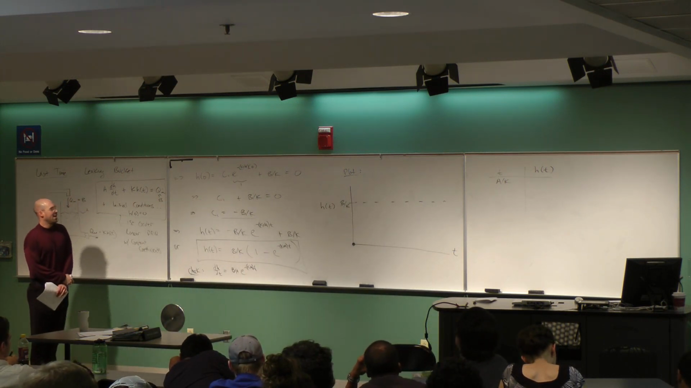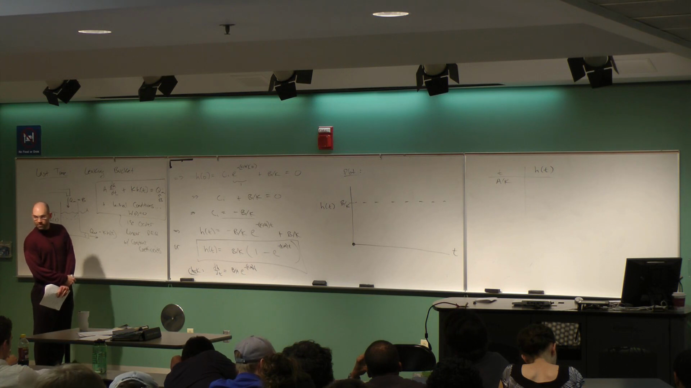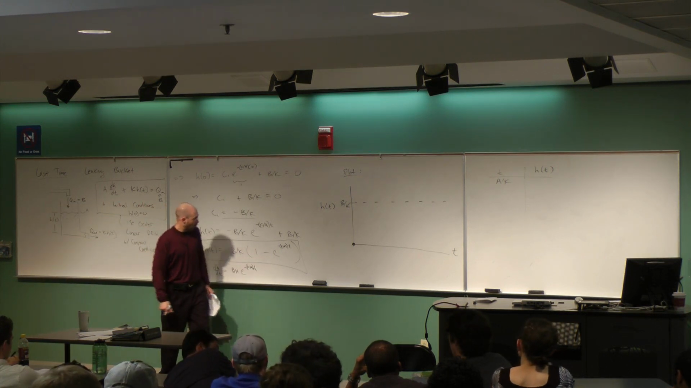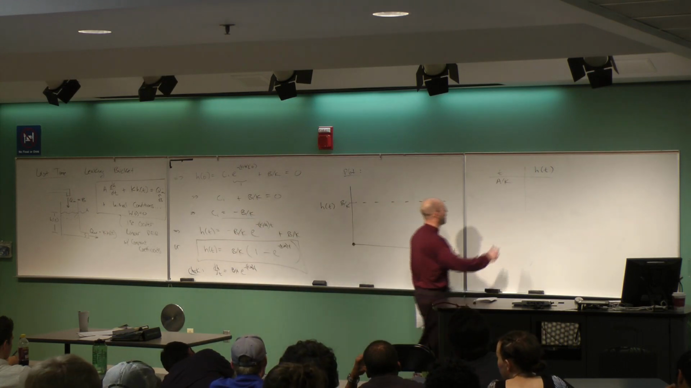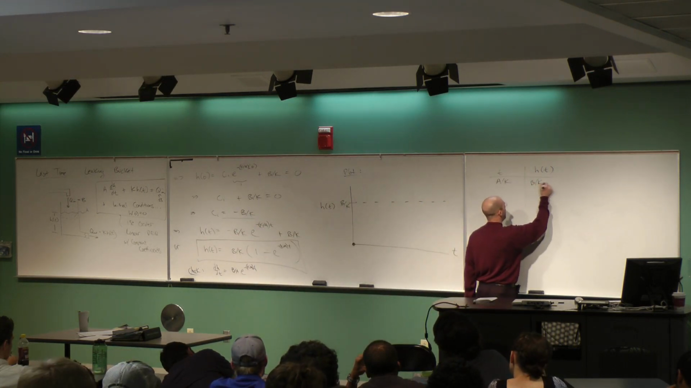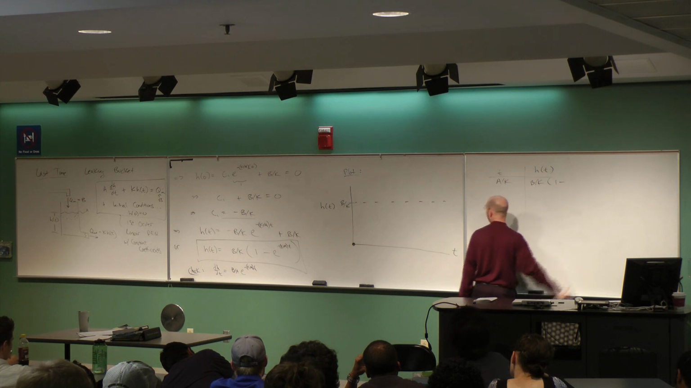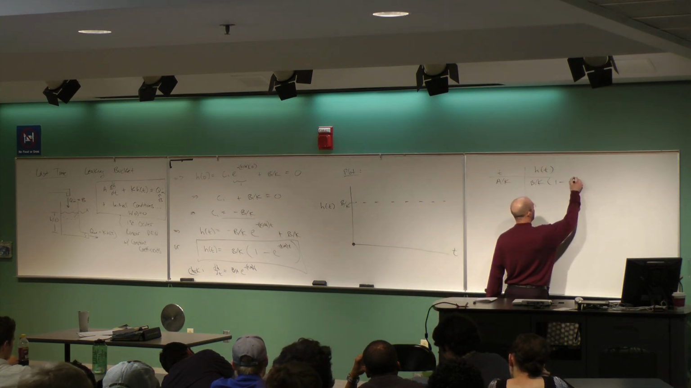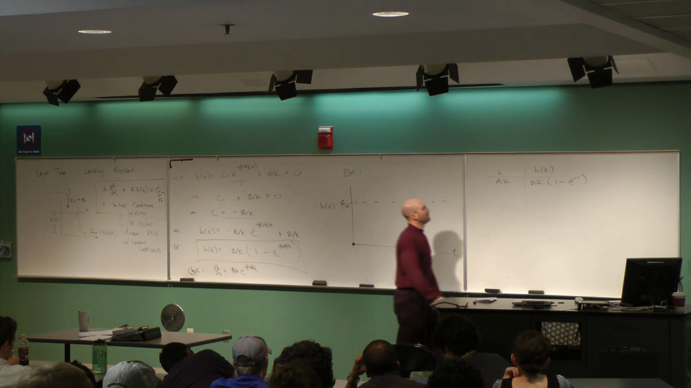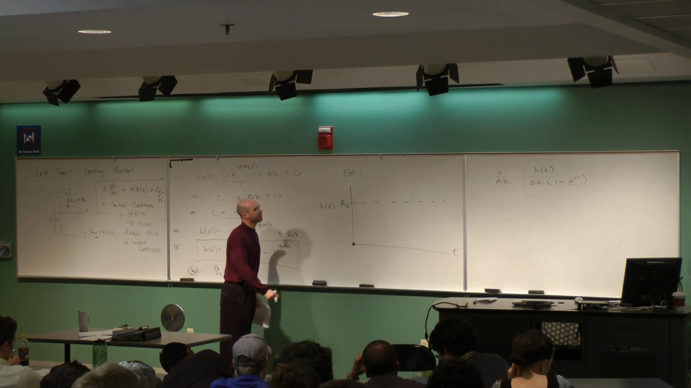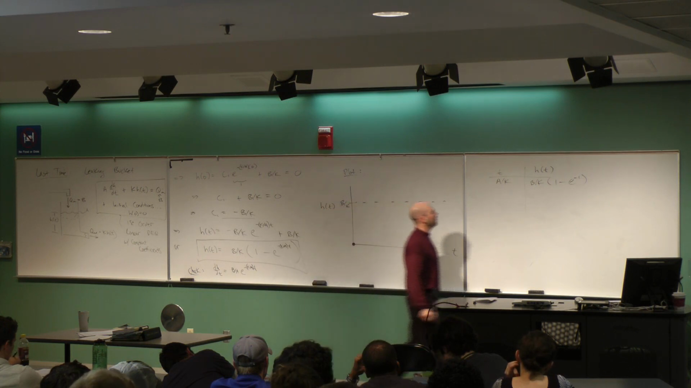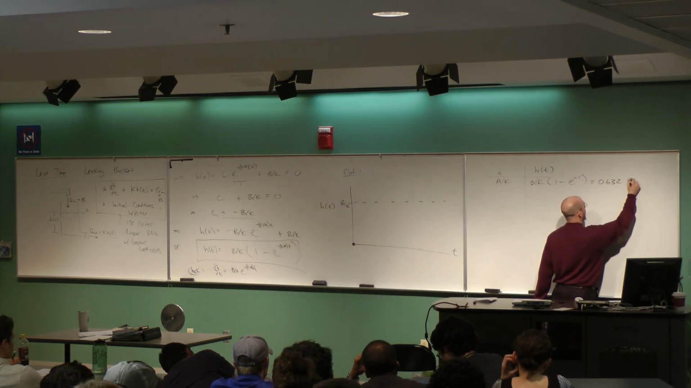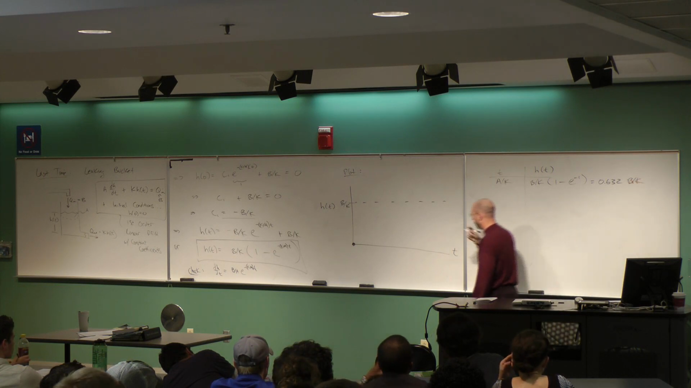When t is a over k, isn't h of t b over k times what? I'll write this one out. B over k times 1 minus, when t is a over k, it's e to the minus 1. Give me a decimal. Okay, so this is 0.632 b over k. Now we're getting somewhere.